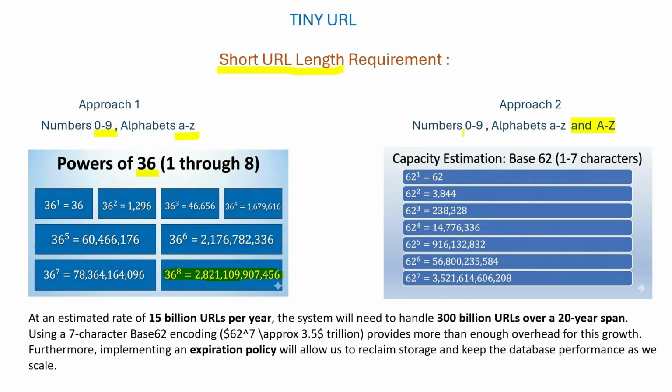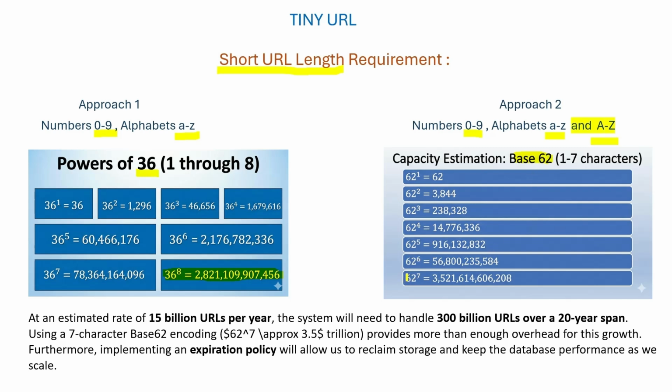And the second way to do it, in the second approach, we can reduce one more character by introducing case sensitivity. So suppose we're taking all 10 numbers from 0 to 9, all small letters from a to z, and the capital letters from A to Z. So 10 plus 26 plus 26, which is 62 characters, so 62 combinations in a given character.